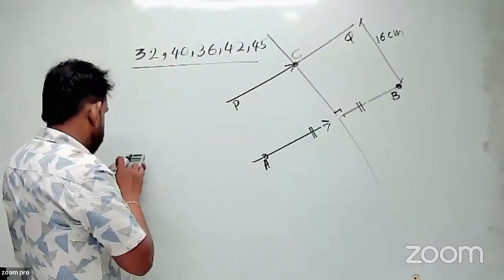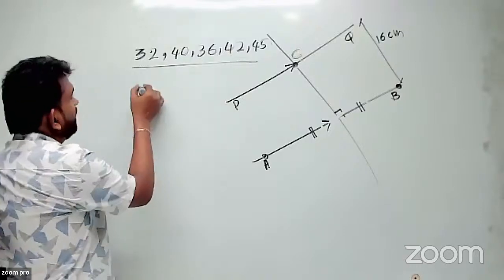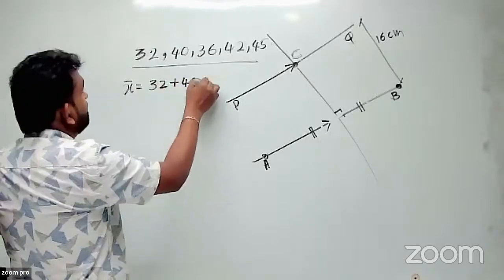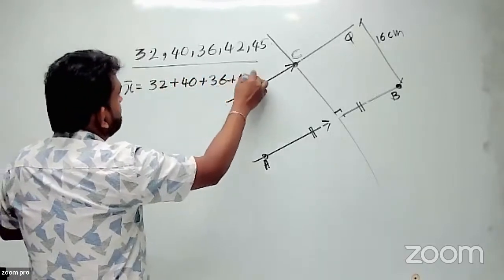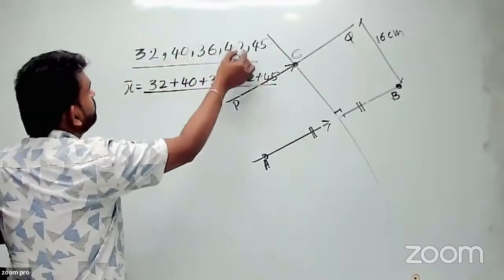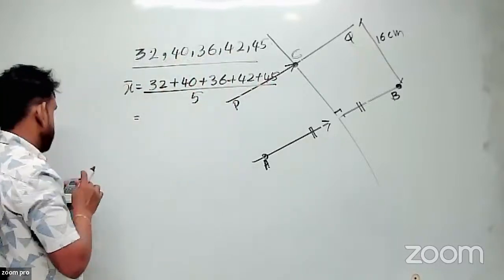Just add all the numbers together. How to find the average? X bar equals 32 plus 40 plus 36 plus 42 plus 45, and then divide by the number of terms, 5. That is how you take the average.